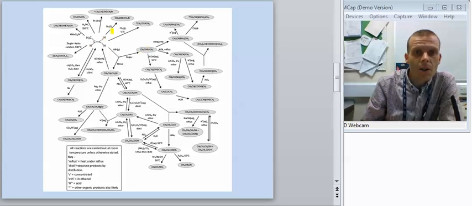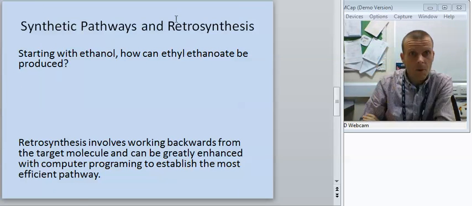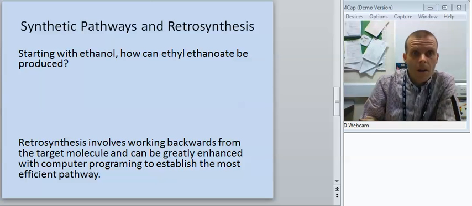But it also serves as a way for you to see, well, if I wanted to start from this compound here, I've got a way in which I can make this compound here, and these are the steps that I would take to get there. And so that's a synthetic pathway. An example question here might be, how can I make ethyl ethanoate, which looks like this, if I only have ethanol to begin with?